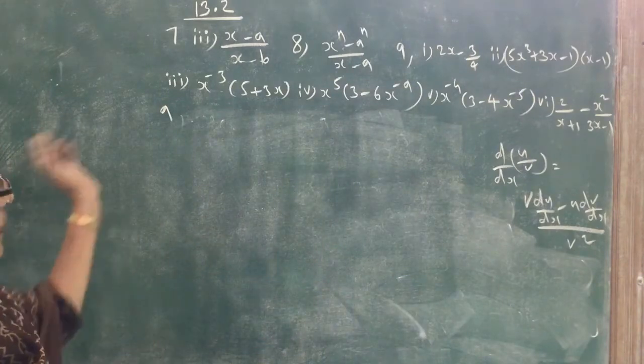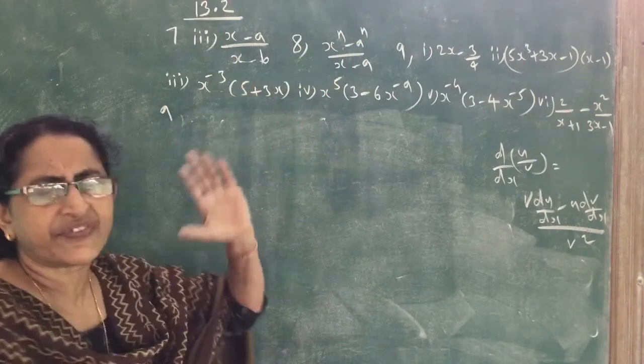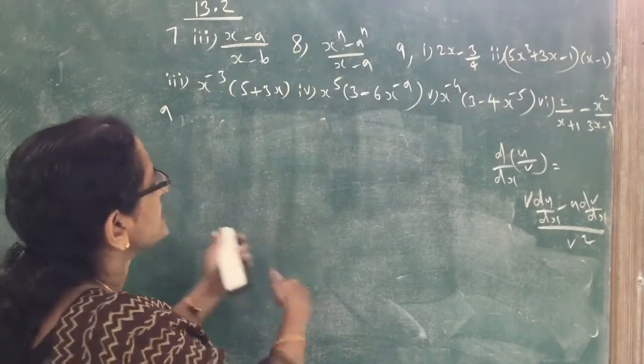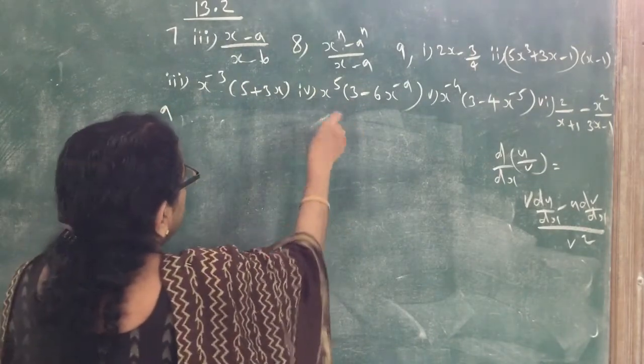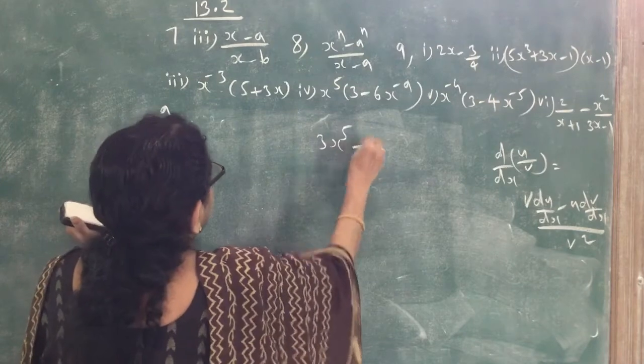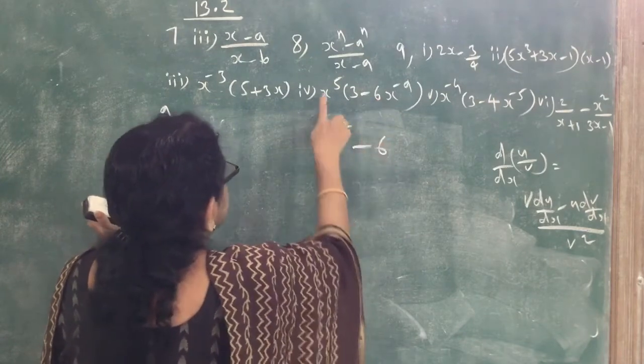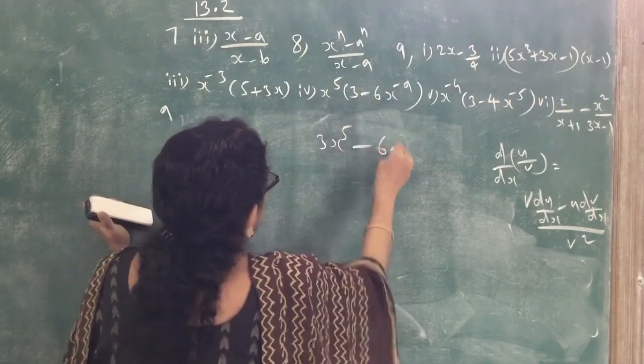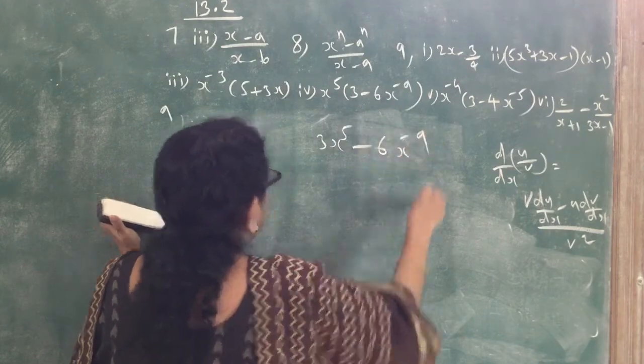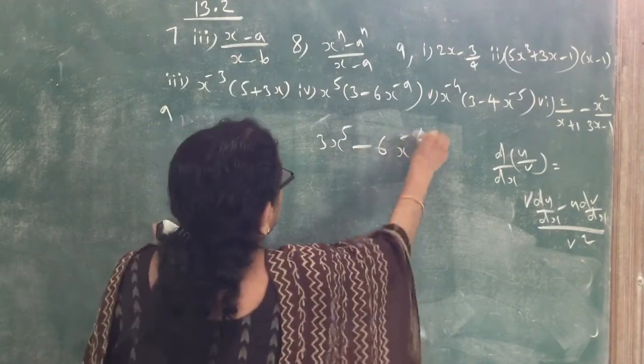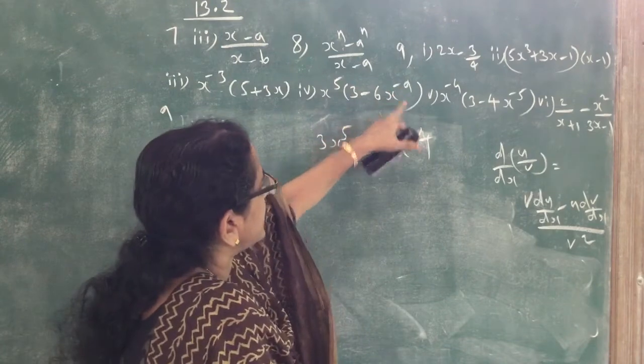Fourth one. In the same way, first you can multiply. When we multiply, we get 3 into x raised to 5. Then minus 6 into x raised to 5 into x raised to minus 9. That is x raised to negative 4. Sorry, 5 plus negative 9, negative 4.